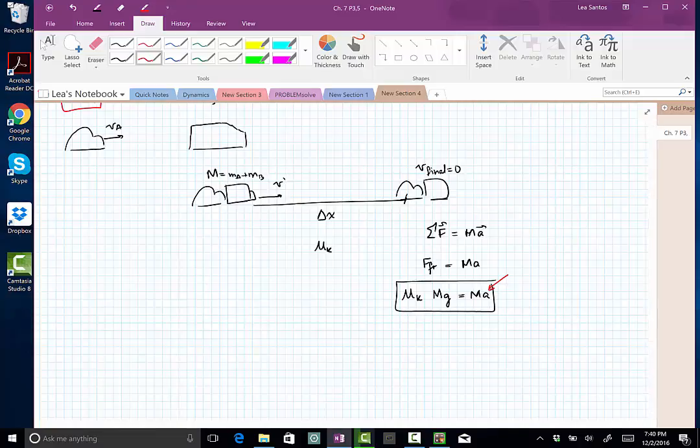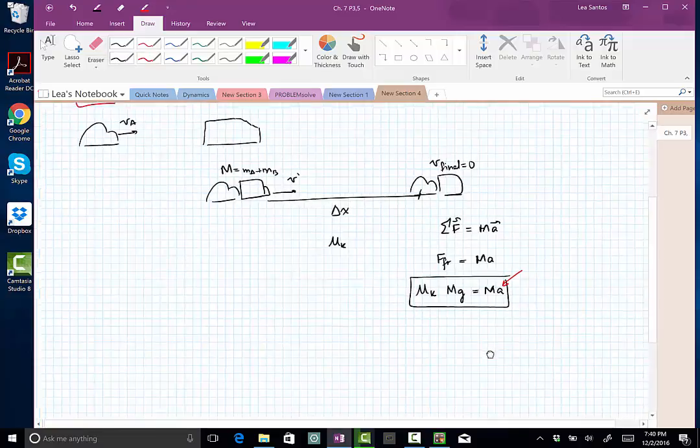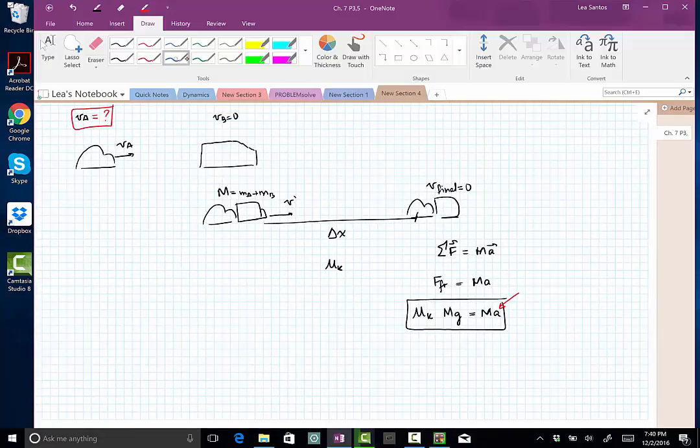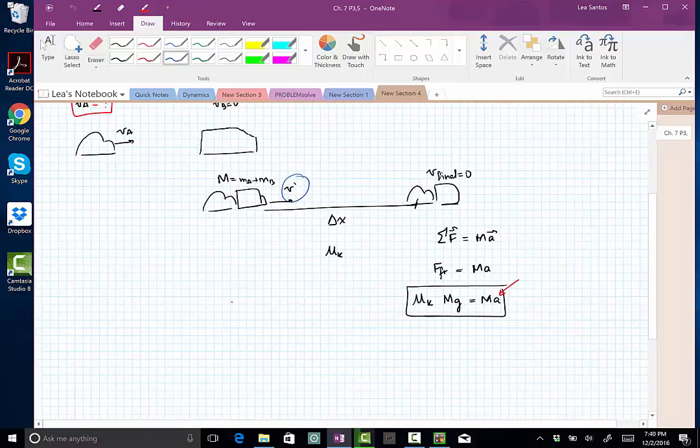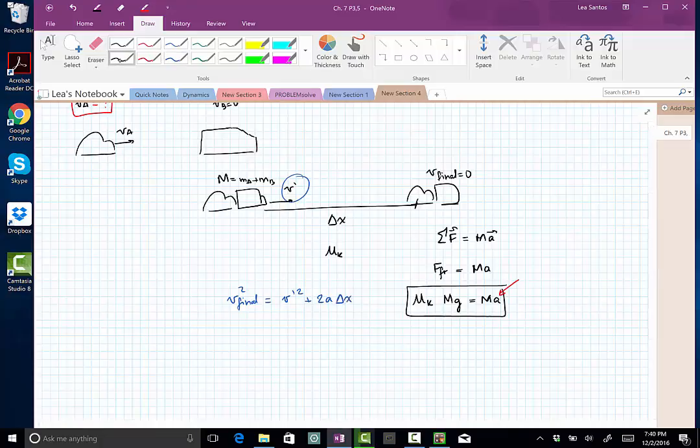With this acceleration, we can then come back and find the speed that these two cars moved together. How can we do that? Well, we can just go back to chapter 2. We know that the final speed squared is equal to the initial speed squared, and the initial speed of these two combined objects is v prime, plus 2a delta x. I can choose a reference frame. I'm going to choose right being positive.